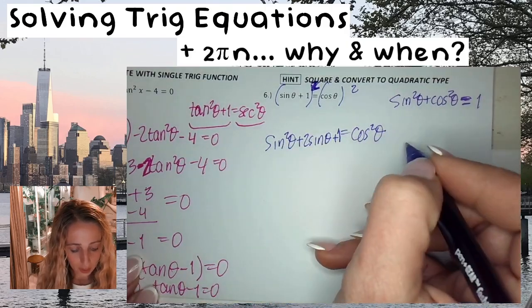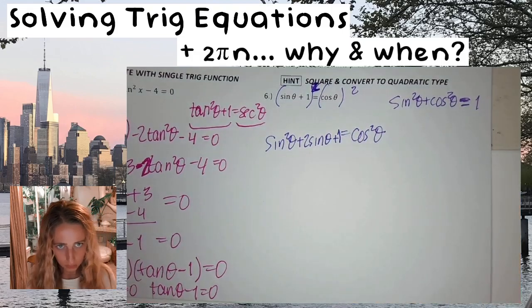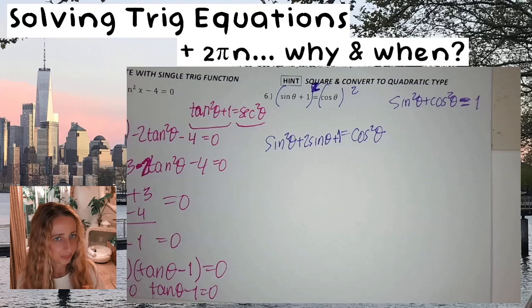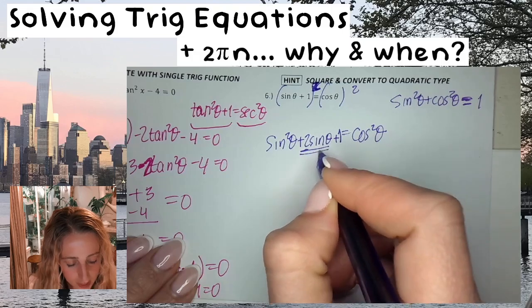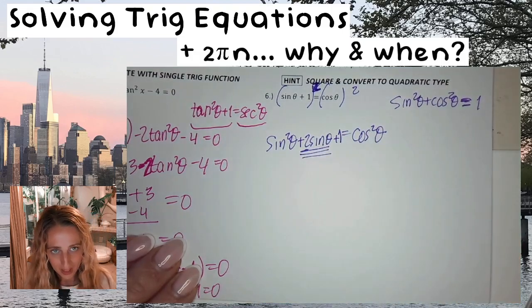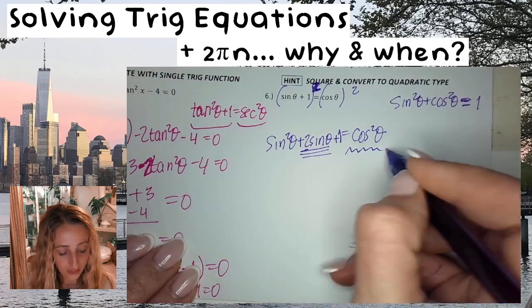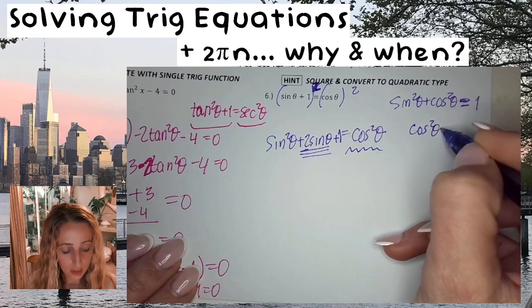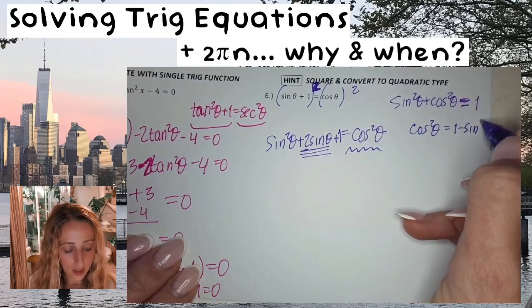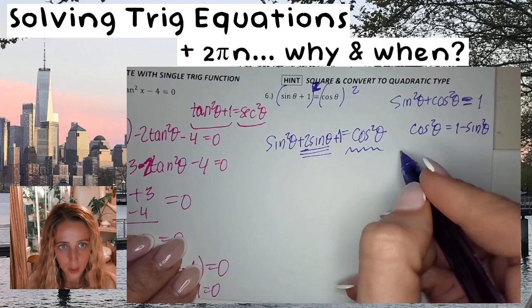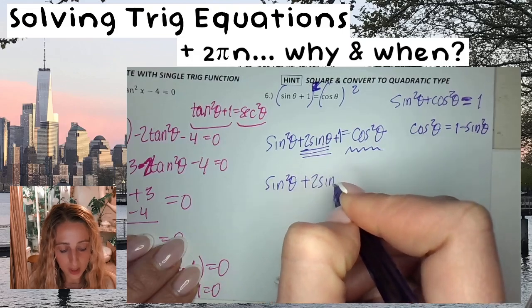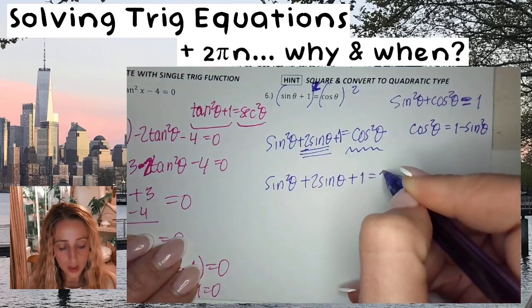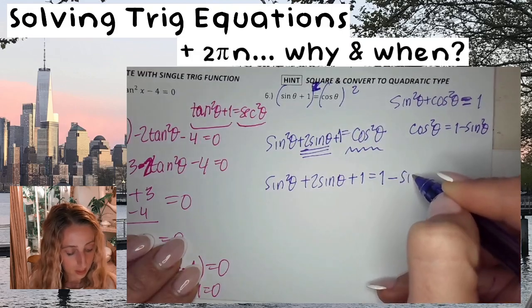Now, I want to get rid of one of these and put in just all sine or just all cosine. The way you decide is, since I have a sine to the first power, I can't really do anything with that. I can't get rid of it. So I'm going to get rid of the cosine squared and fill in that cosine squared theta is equal to 1 minus sine squared theta. So I'm going to fill that in over there. So what do I have on the left? Sine squared theta plus 2 sine theta plus 1 equals 1 minus sine squared theta.